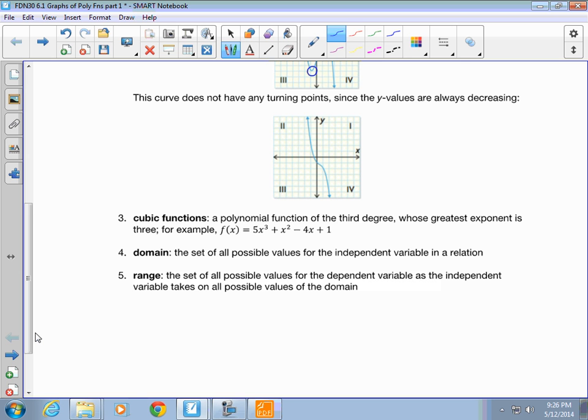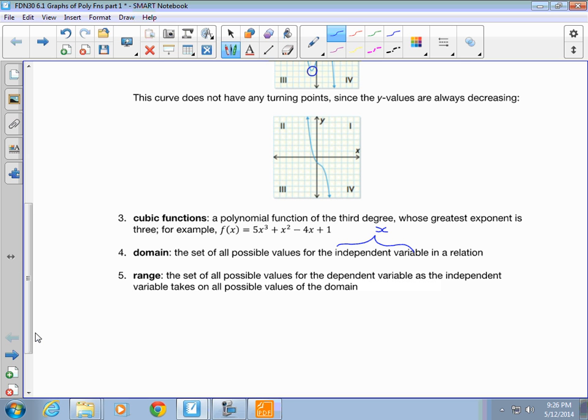Your domain is the set of all possible values for the independent variable in a relation. So that's usually your input value, or your x. That's independent, meaning you can pick whatever value you want and put it in there. It doesn't matter what your other things are. You can decide which value you want to use.